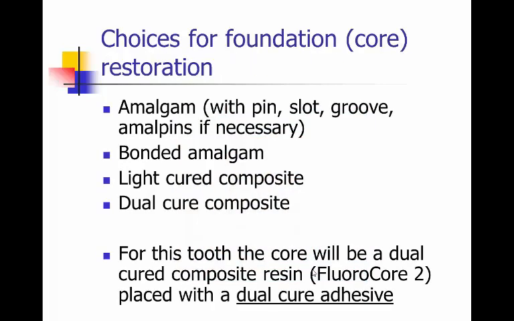When we look at the choices for a foundation, like I said earlier, it's an amalgam with a pin or a slot or some additional retention. We can do a bonded amalgam, a light cure composite, a dual cure composite, or a self-cure composite. For this tooth, and by the way, this tooth could have used any of these restorative materials successfully, the decision was made to use Fluorocore 2 with a dual cure adhesive.